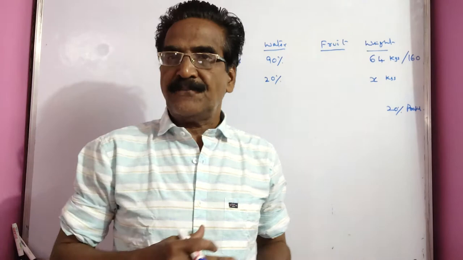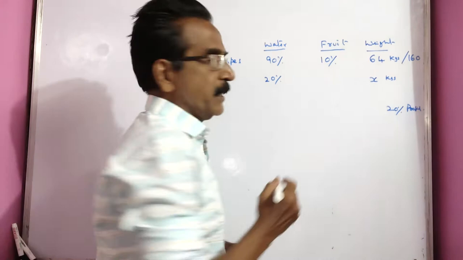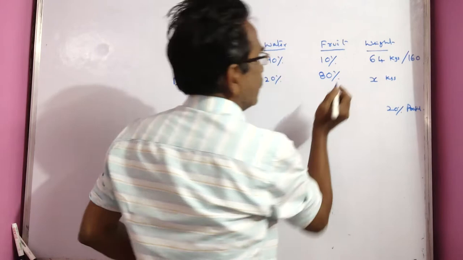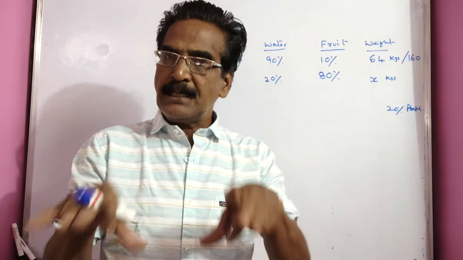See friends, fresh grapes contain 90% water, which means the fruit content is 10%. Whereas dry grapes contain 20% water, which means the fruit content is 80%. Friends, the simple logic here is that both in fresh fruit and in dry fruit, the water content may be different, but the fruit content is the same. Now we are going to equate the fruit contents both in fresh fruit and in dry fruit.